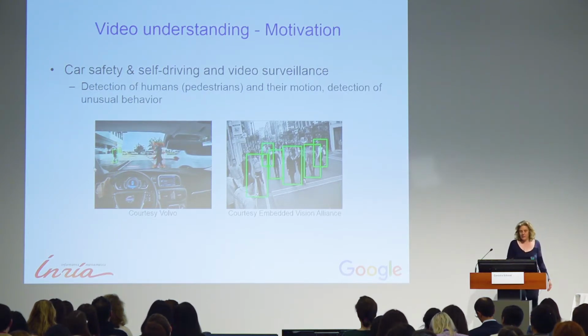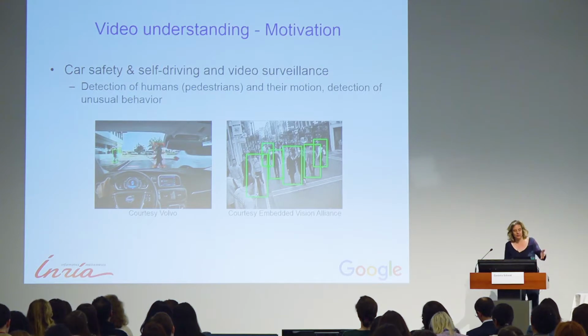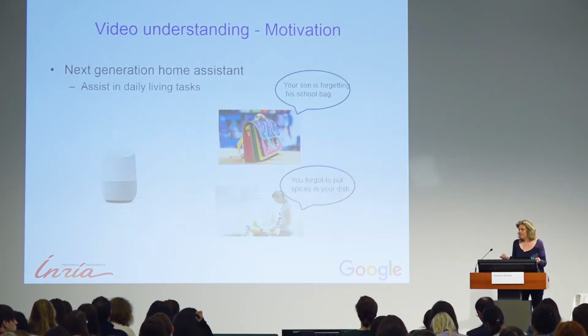Or in video surveillance, again, you want to see what all the people are doing, and if there's some kind of action which is suspicious, for example, somebody putting down some suspicious object, then you want to create an alert. So here you have to really go into the details, understand where the people are and what kind of actions they're performing at which moment in time.